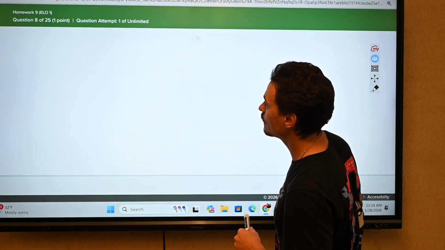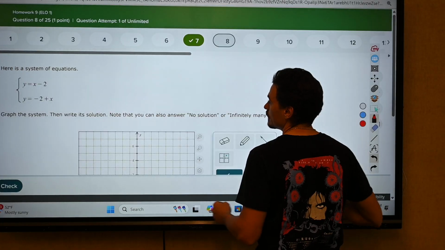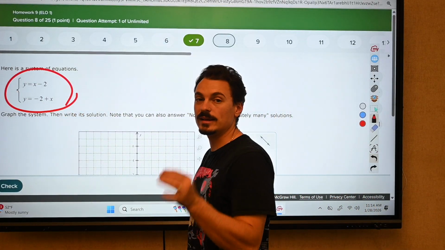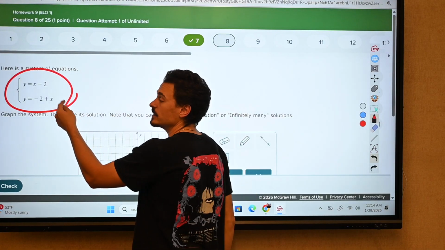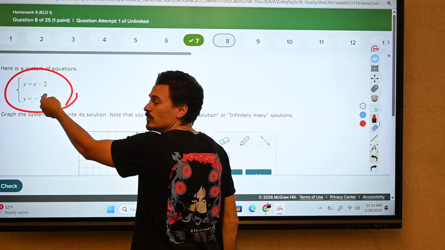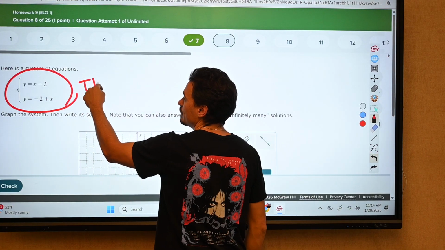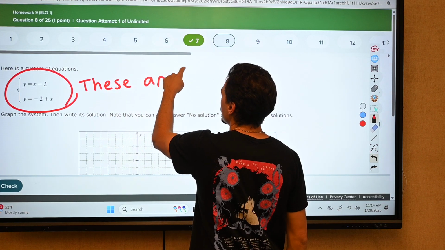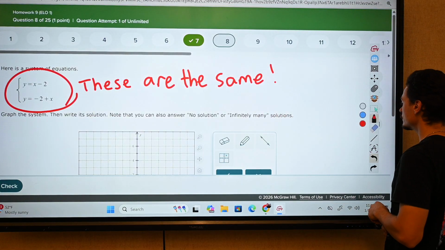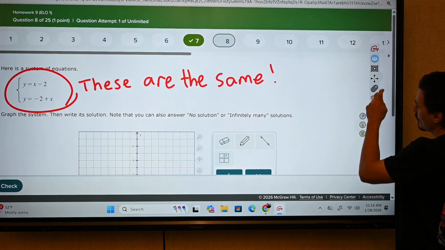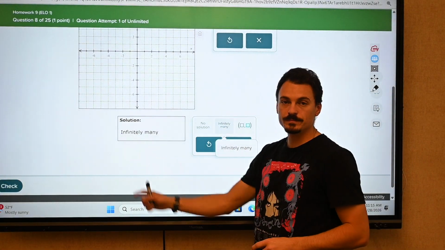Likewise, if you go to number 8, these two equations, those are the exact same equation. The exact same equation. Because the top equation has a positive x and a -2, the bottom equation has a -2 and a positive x. So these are the same. Which means they're going to be the same line. So they have infinitely many solutions.